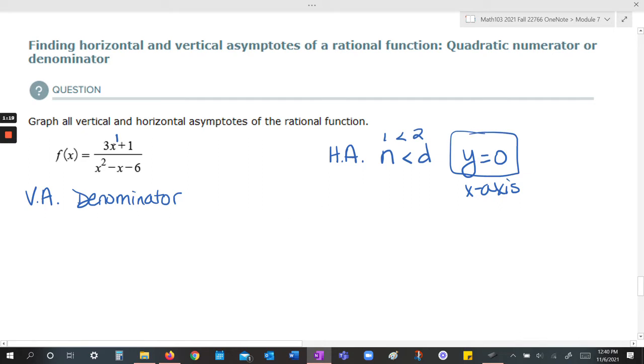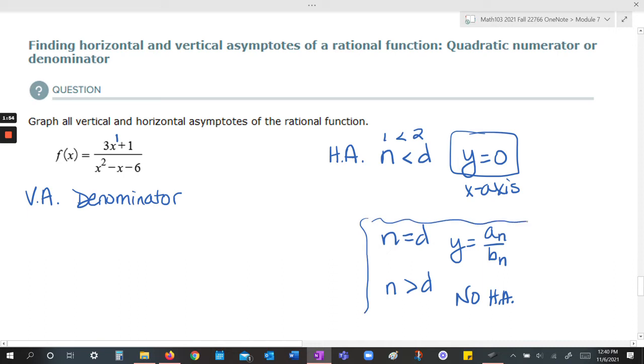We'll look at one where we have the same degree, maybe case 2, and then if the degree of the numerator is greater than the degree of the denominator, that's case 3. By the way, case 3 is none. There's no horizontal asymptote. And for the same-degree case, you do the ratio of your leading coefficients. We'll look at a couple where you have that. This is not exactly applicable for this particular function.